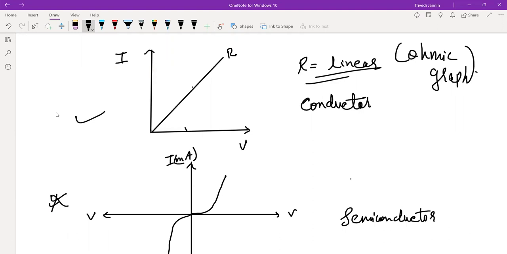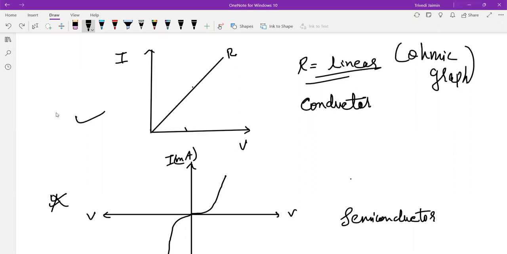If you are getting a linear graph, that is following Ohm's law. But suppose in some case, it is not exactly this way, it is a little bit tilted. So each point's value is changing. So it is called a non-ohmic graph for resistance.